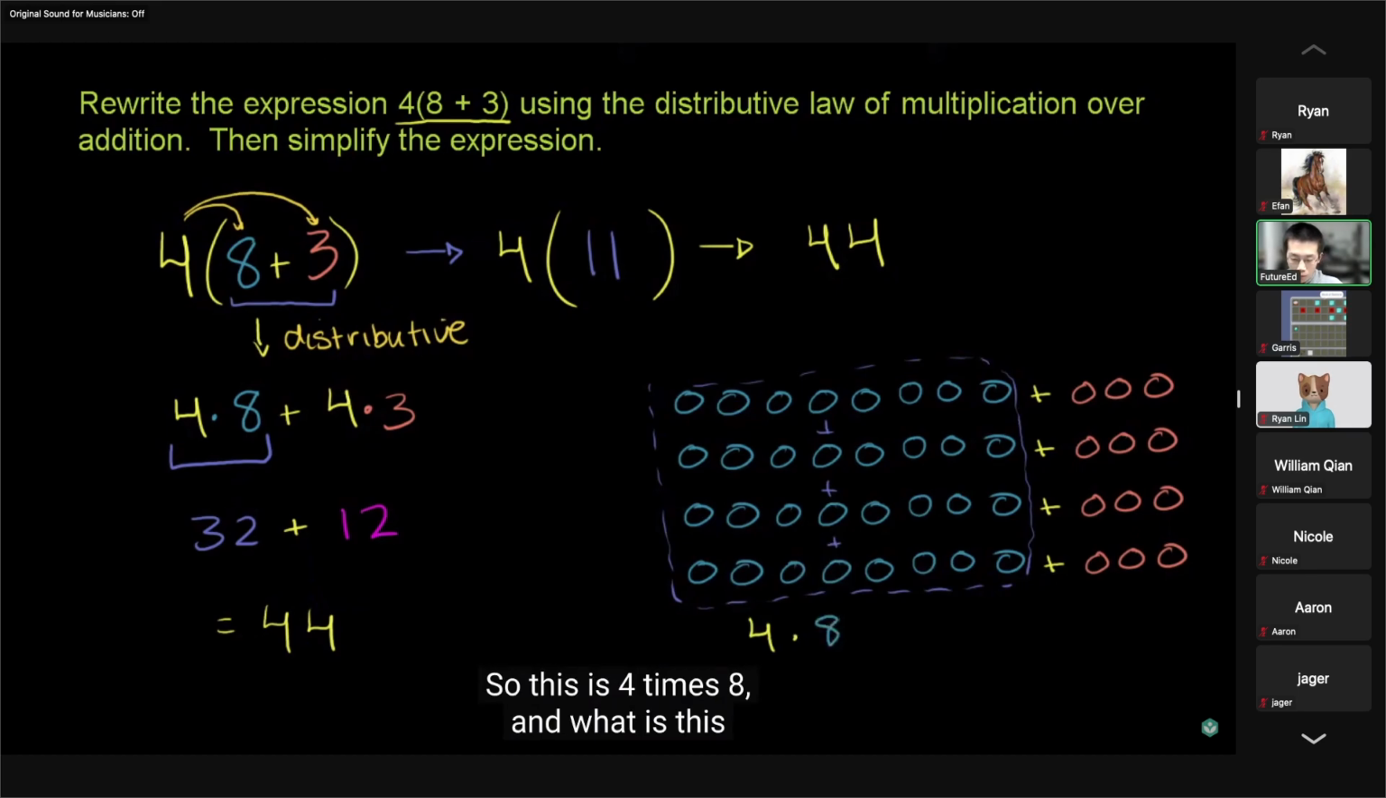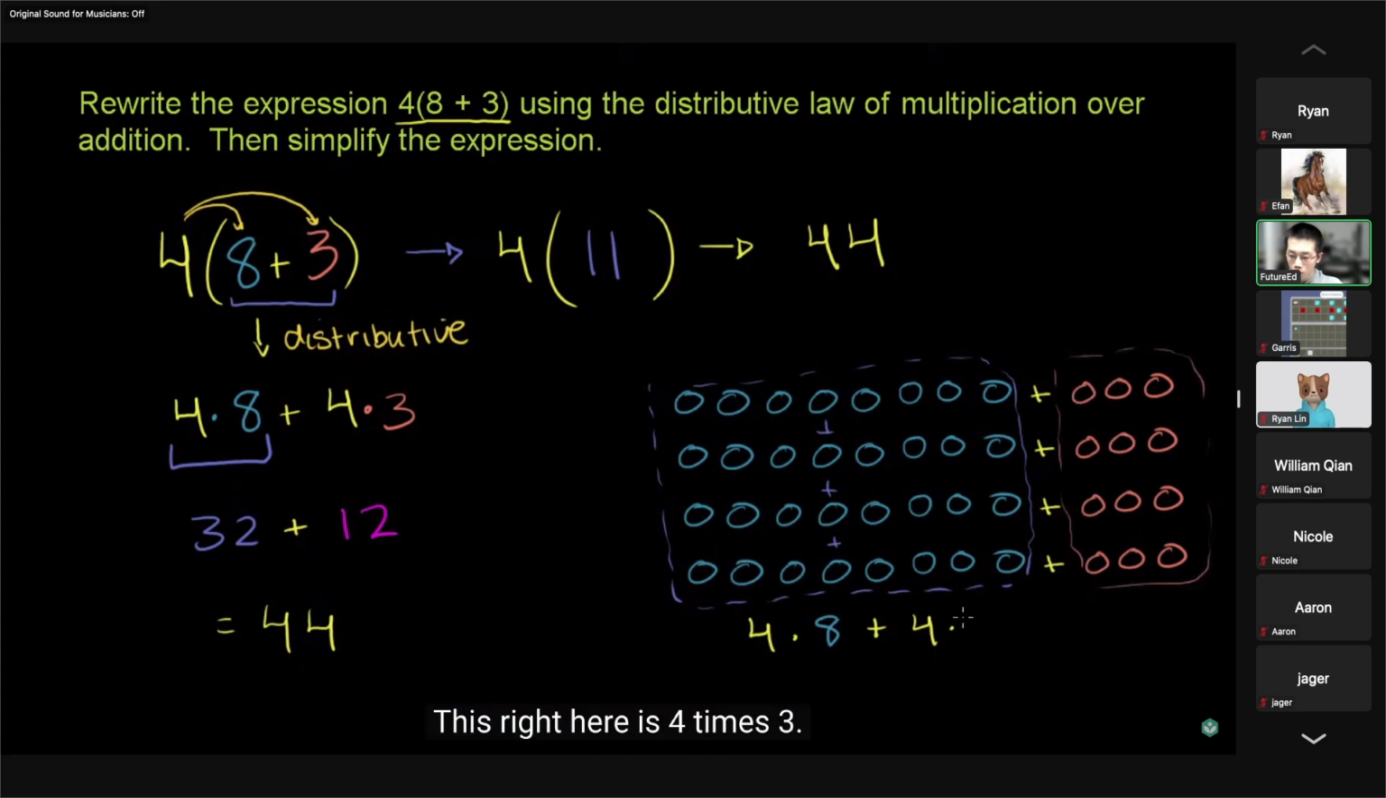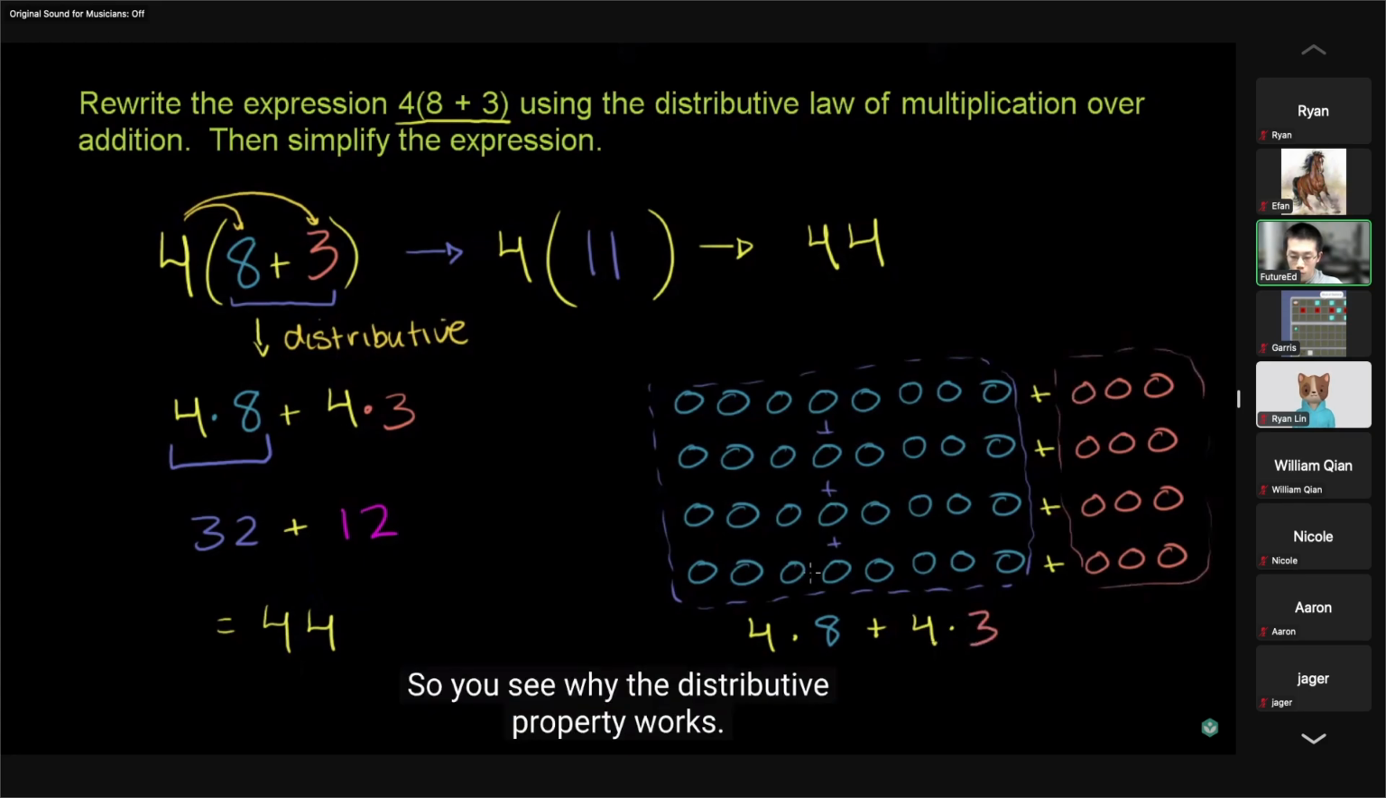And what is this over here in the orange? We have 1, 2, 3, 4 times. Well, each time it's 3. So 4 times this right here. This right here is 4 times 3. So you see why the distributive property works. If you do 4 times 8 plus 3, you have to multiply, I guess you could imagine, duplicate the thing 4 times. Both the 8 and the 3 are getting duplicated 4 times, or being added to itself 4 times. And that's why we distribute the 4.